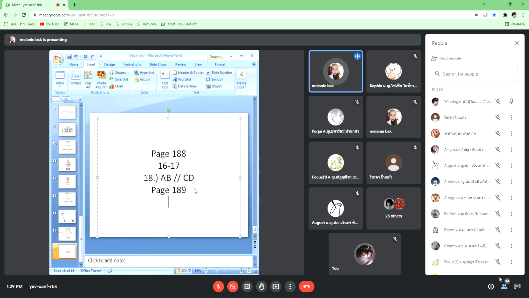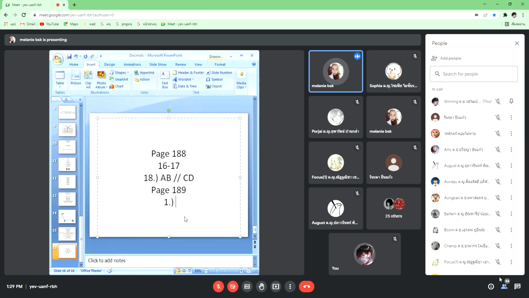Okay, next we're going to have page 189. So we have here for number one, it says here, measure each angle and write its type, okay? So what type of angle is this one? For number one, so we have here, what is the measurement? I'm going to answer number one for you, children. That would be your bonus.